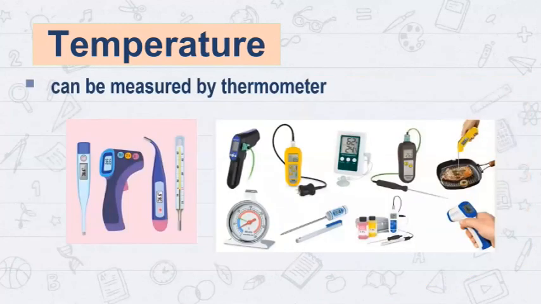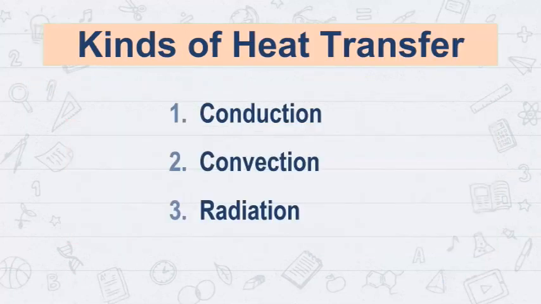Temperature can be measured by using thermometers. Here, you can see different kinds of thermometers from clinical to kitchen to industrial thermometers. Let's move on to the kinds of heat transfer: conduction, convection, and radiation.